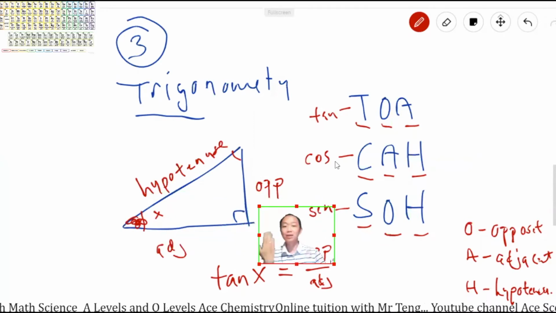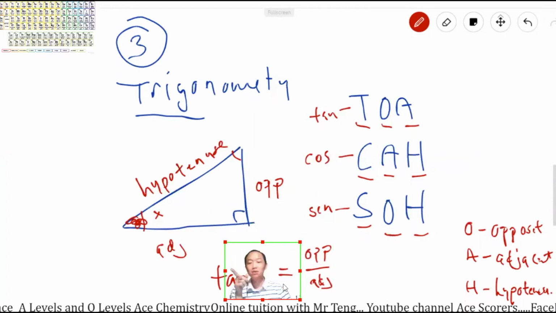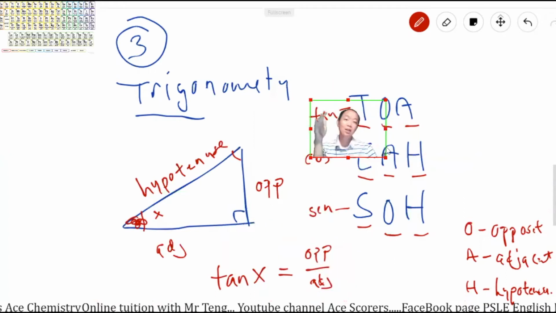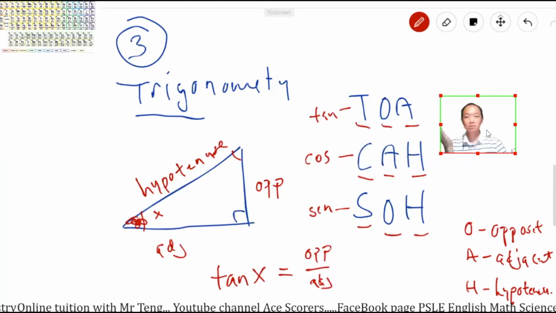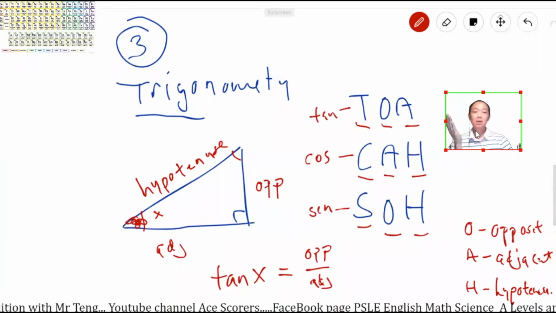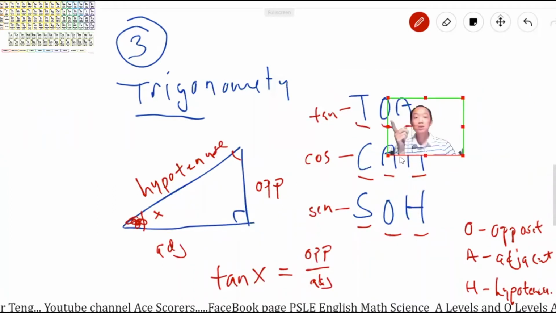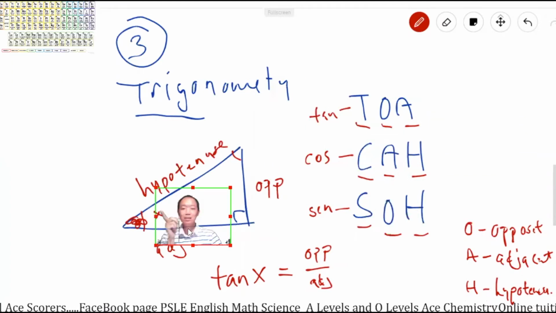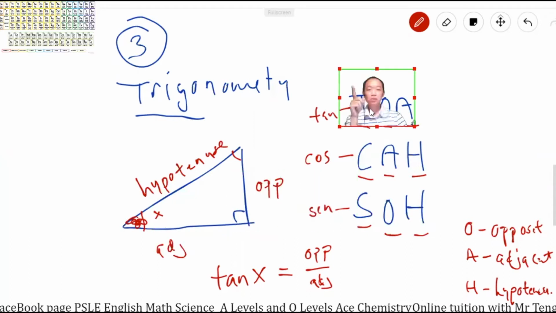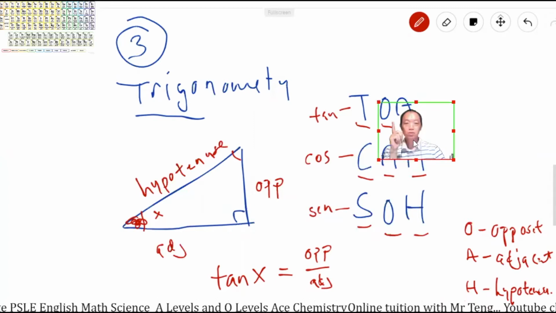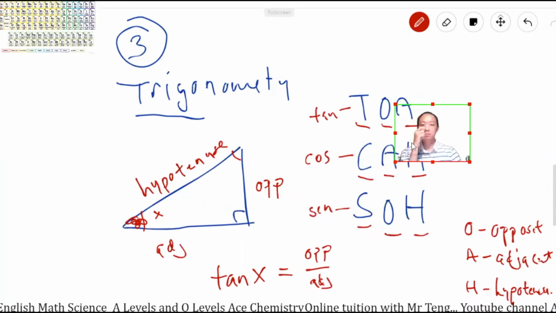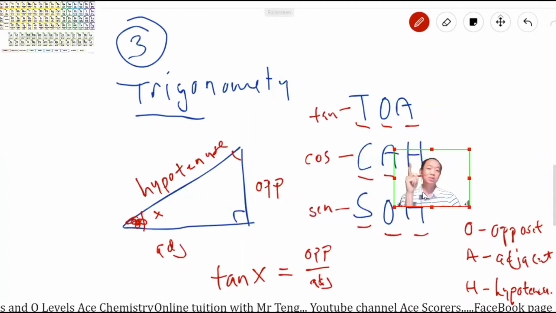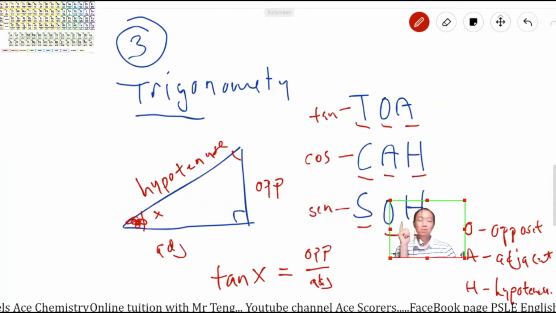Meaning, if I tell you tangent 30 is a certain value, and you want to find out what is opposite and what is adjacent, you also take out the tangent book. So what is trigonometry all about? One more time: you are using these books, this data, to help you find either the angle or the corresponding side. If you use the tangent book, you use opposite and adjacent. If you use the cosine book, you can only use adjacent and hypotenuse. If you use the sine book, you can only find opposite and hypotenuse.